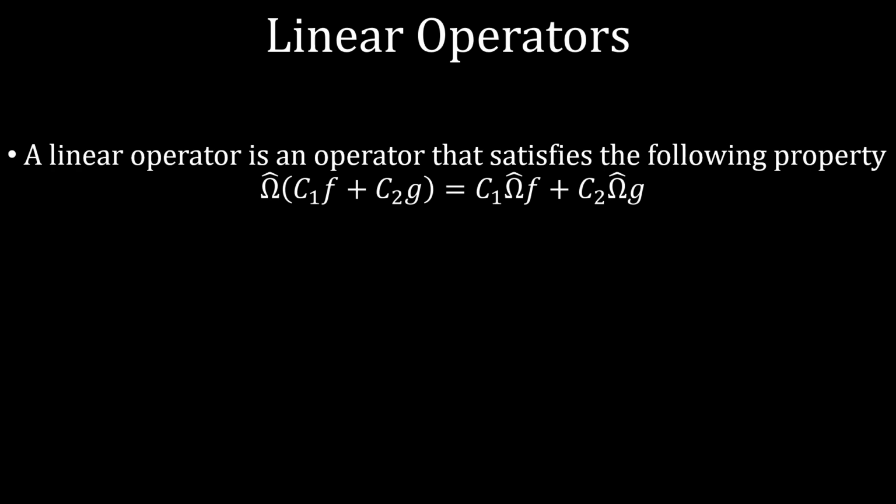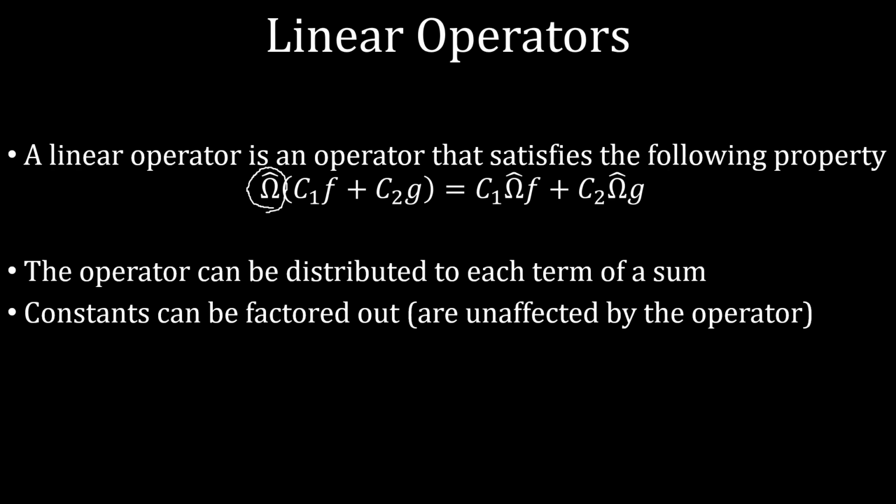So if we call a generic operator omega with the operator hat, and we apply it to a constant c1 times a function f, plus the constant c2 times the function g, that should be the same as if we have c1 times the operator applied to f, plus c2 times the operator applied to g. So what this essentially means is that we could distribute the operator into parentheses, and also we could pull a constant out, or in other words, a constant is unaffected by an operator, as we see written out here.